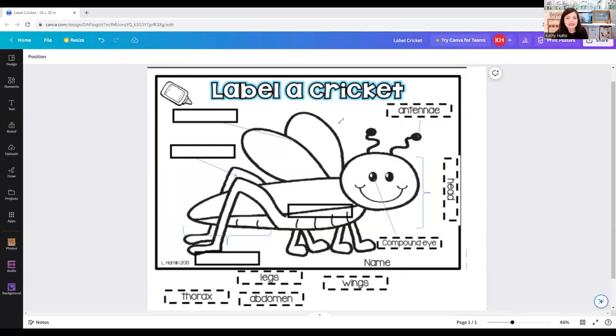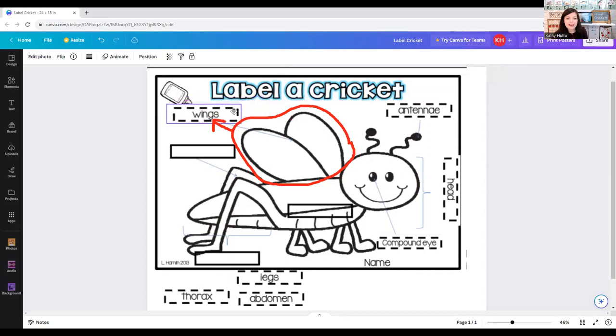And then I know you can see the wings. Where are the cricket's wings? Here they are. W is for wings. There we go. Let's put the wings, W-I-N-G-S, wings right there. What do you think these are?